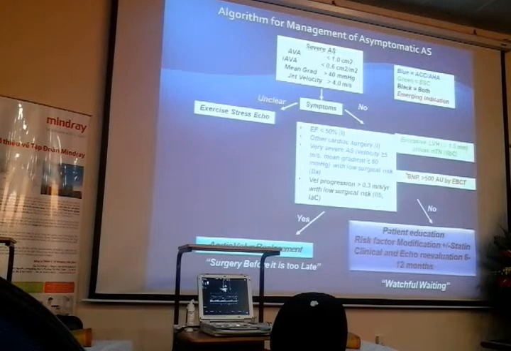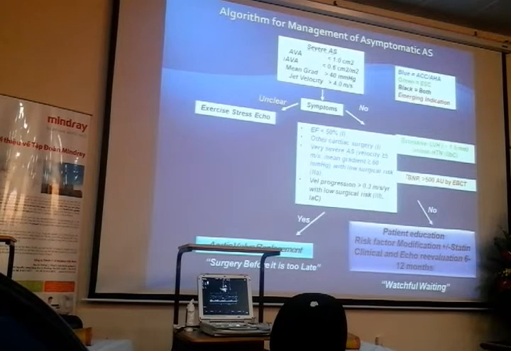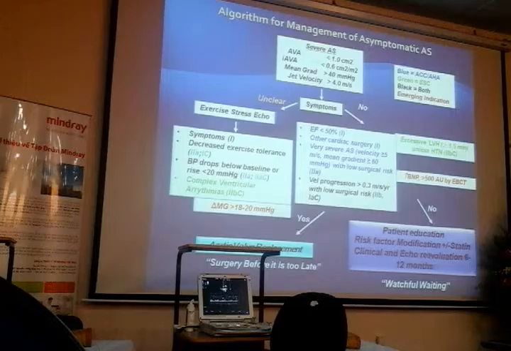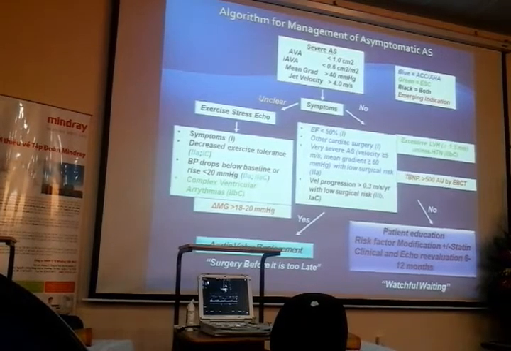If it's unclear whether the patient has symptoms, if they have symptoms, you would never do a stress test. But if it's unclear, or they claim to be asymptomatic, then we will do an exercise stress echo, looking for symptoms, a decrease in exercise tolerance, an abnormal blood pressure response. In addition, you can look at abnormal ventricular response and the development of complex arrhythmias. Remembering that at least 2 studies now show that an increase in the mean gradient of more than 18 to 20 millimeters of mercury will also be a negative prognostic factor.